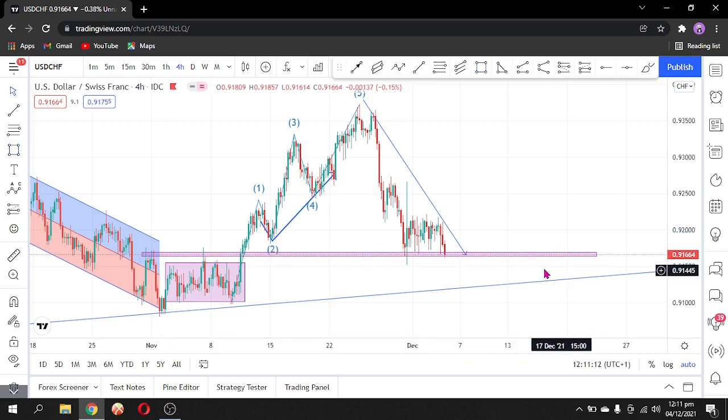So we expect this support to hold and we will have another push.